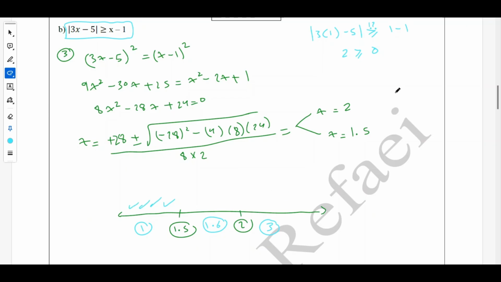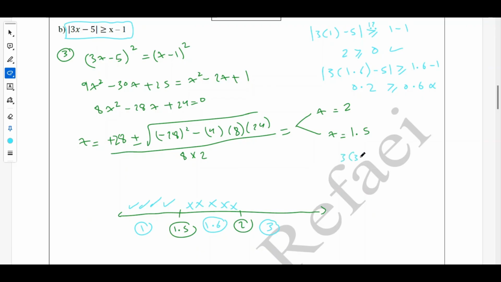Let's move to 1.6. 3 by 1.6 minus 5, modulus, more than or equal to 1.6 minus 1. It gives me 0.2 more than or equal to 0.6. This is an incorrect inequality.